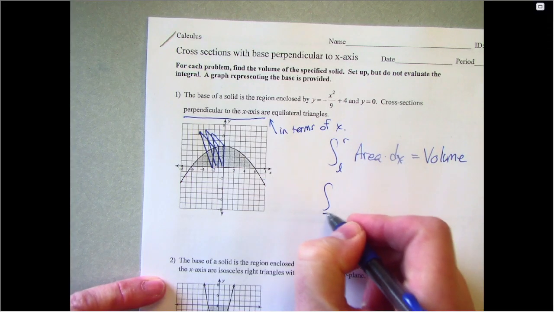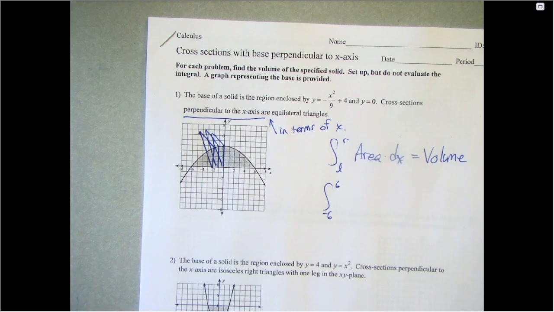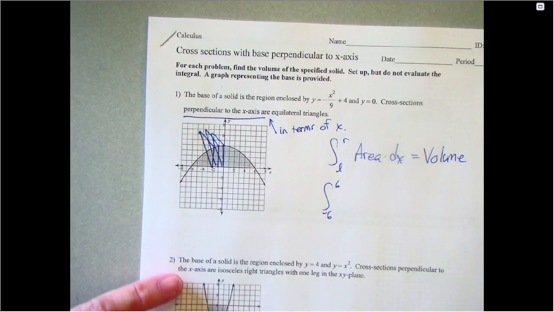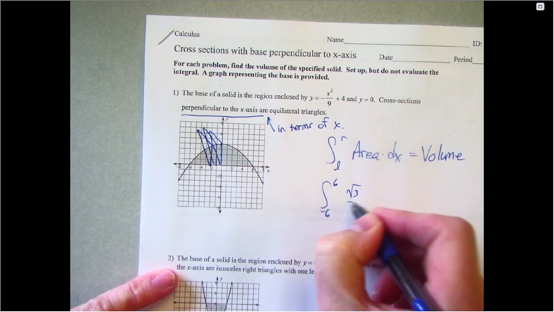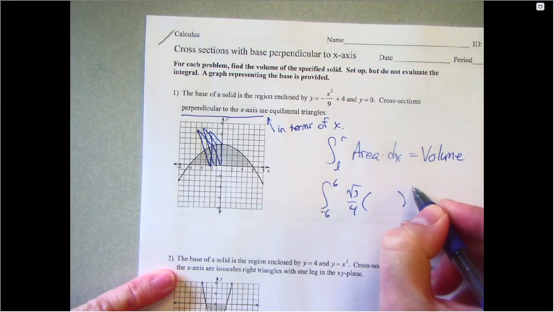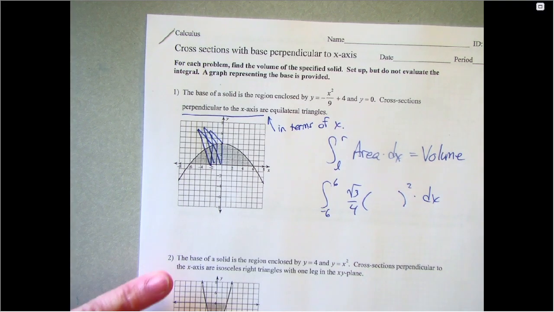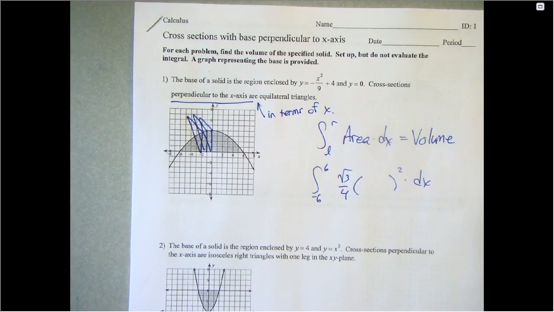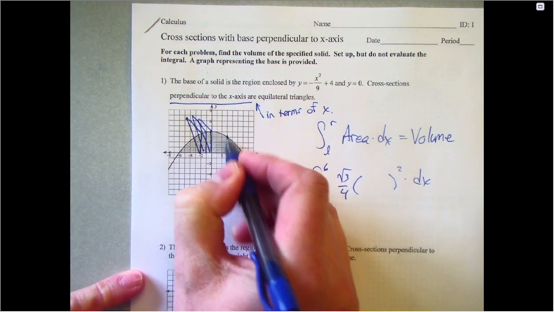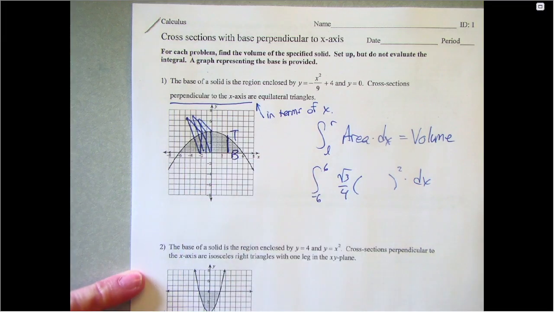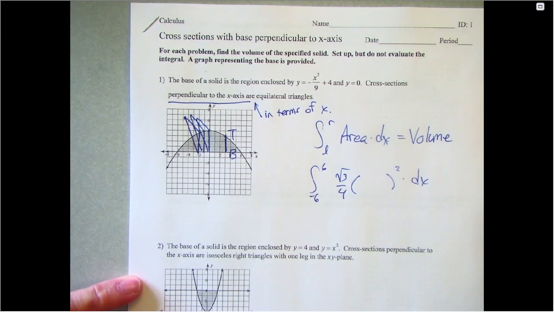Left and right boundaries are -6 and 6, right? Area of an equilateral triangle is the square root of 3 over 4 times the side squared. And then the length of every side is this distance, which is top minus bottom. You just do the top equation minus the bottom equation.